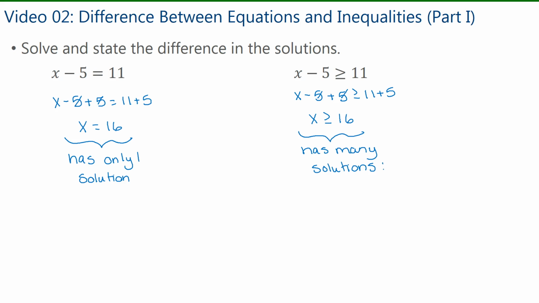So for example, 16, 16.2, 19.9, or even a larger number, like 10,001. There's actually an infinite number of solutions, whereas a linear equation only has one.